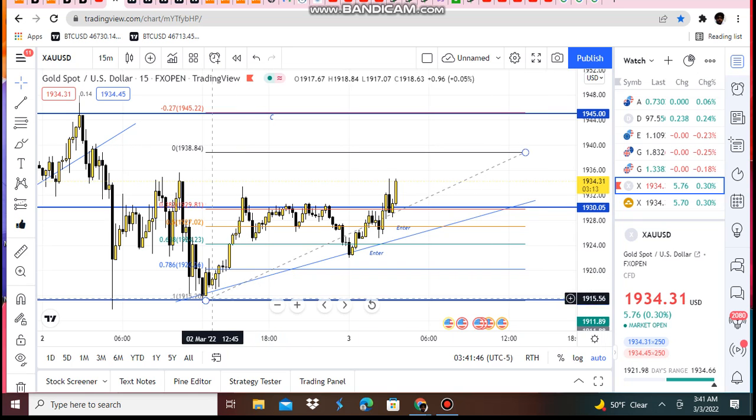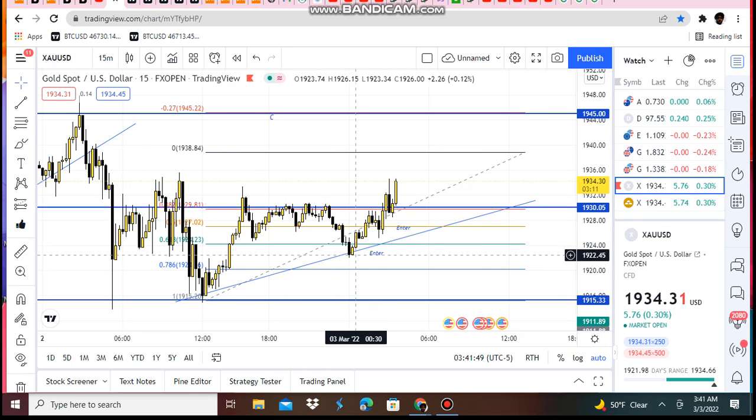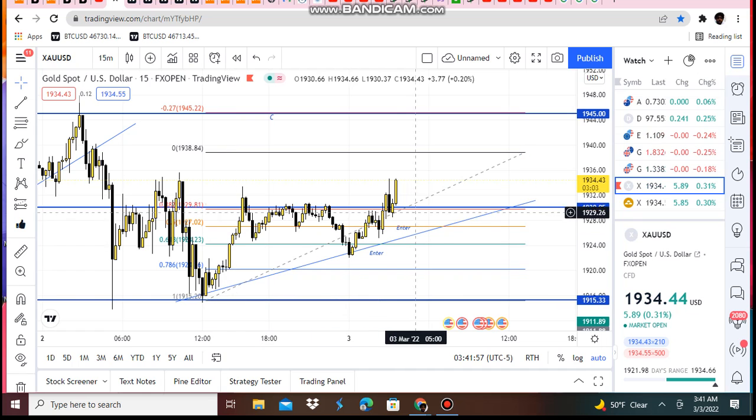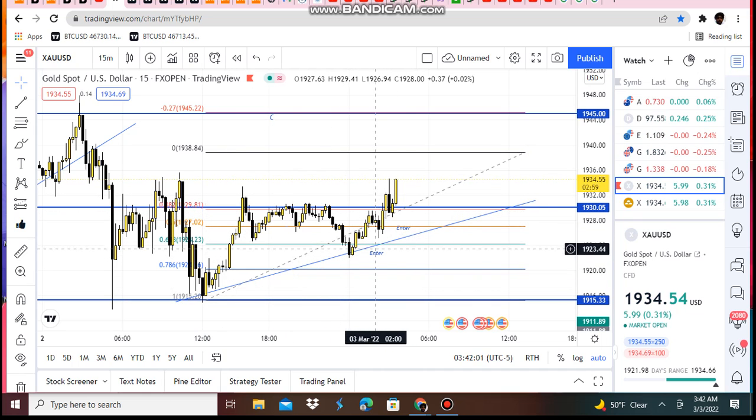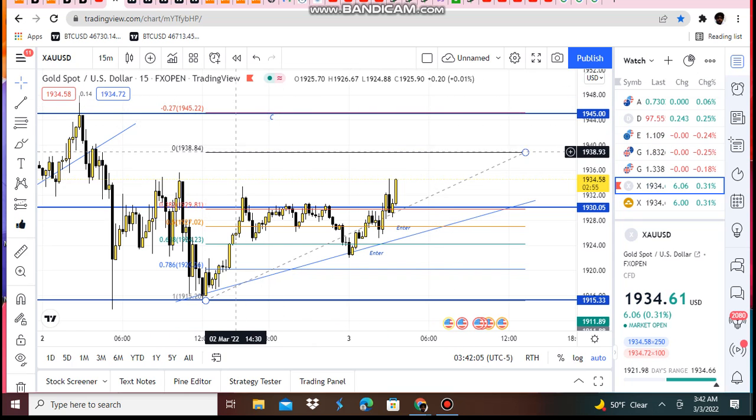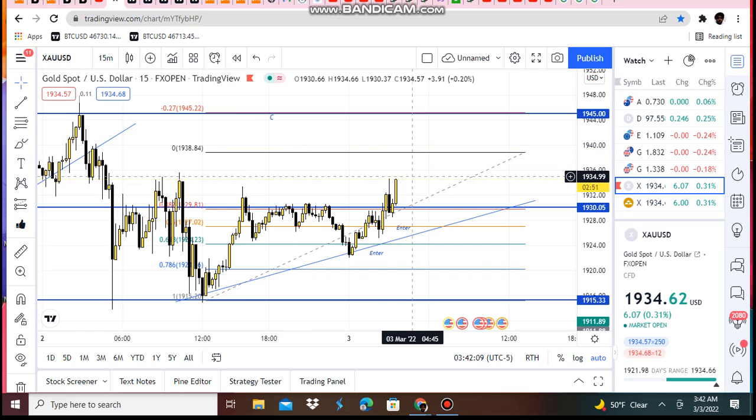I think price made a higher high, then made a higher low back down to 1922. And before this was 0, but we draw our Fibonacci from 1915. Price should go all the way to the 27 extension, 1945. This is 1938 at 0. Price is heading back up there soon.